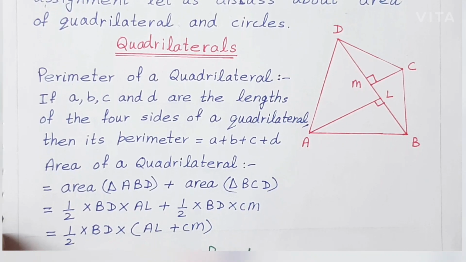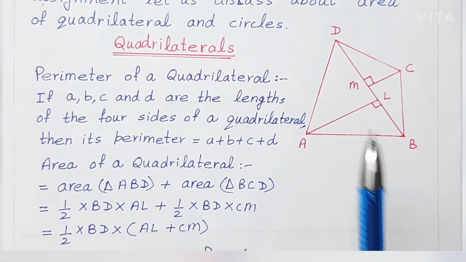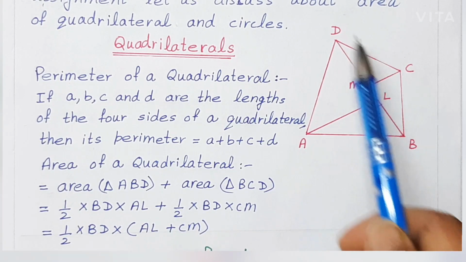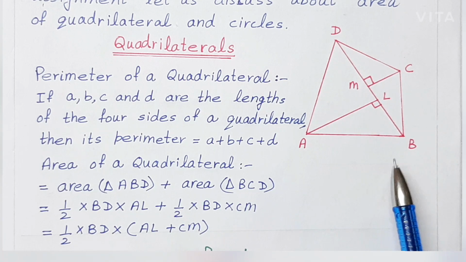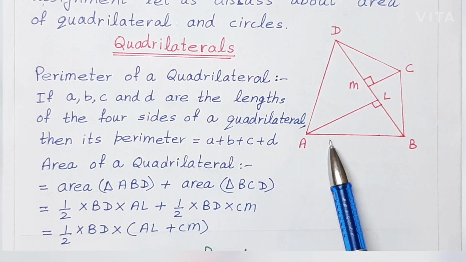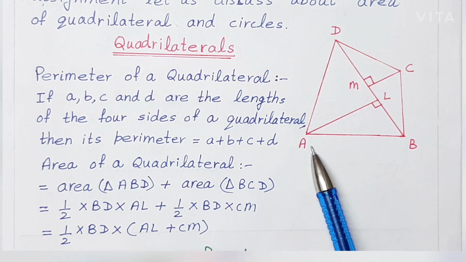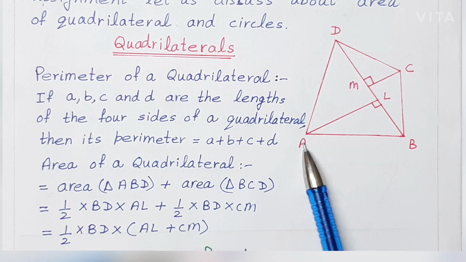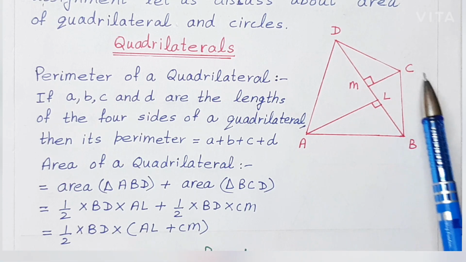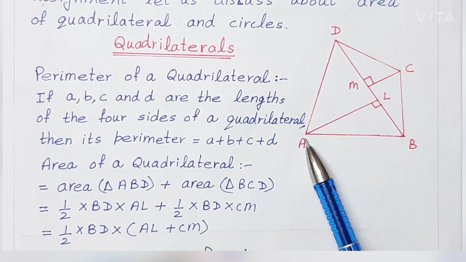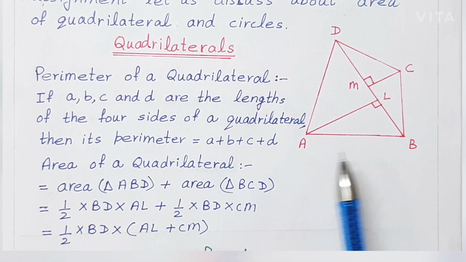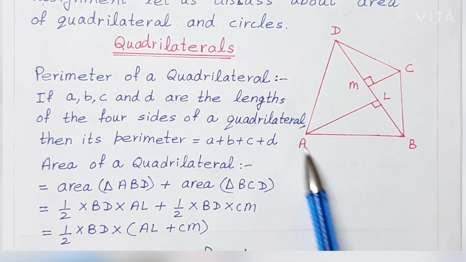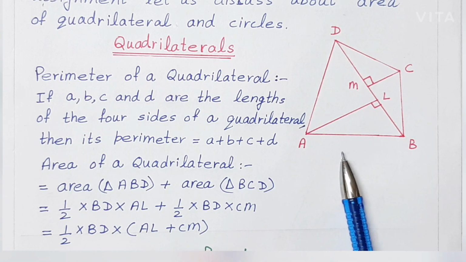Now for any simple quadrilateral, you can see ABCD is a quadrilateral. How to find the perimeter of this quadrilateral? That is sum of all its sides, that is AB plus BC plus CD plus DA. Clear? Now next is, let us see how to find the area of this given quadrilateral.